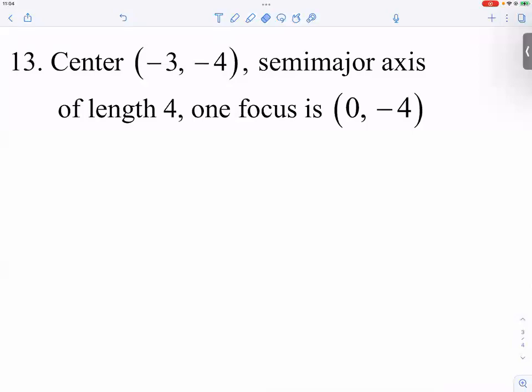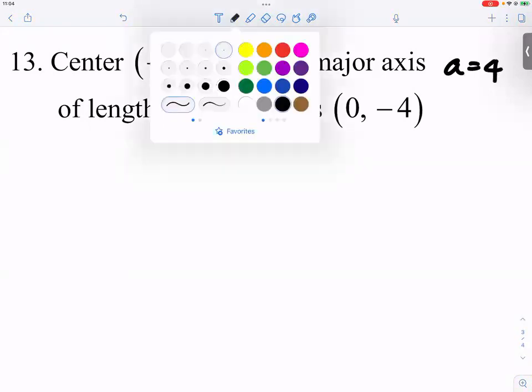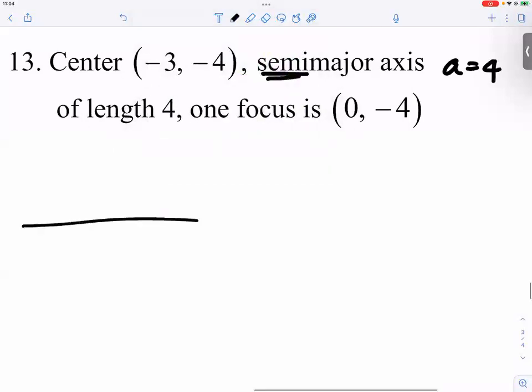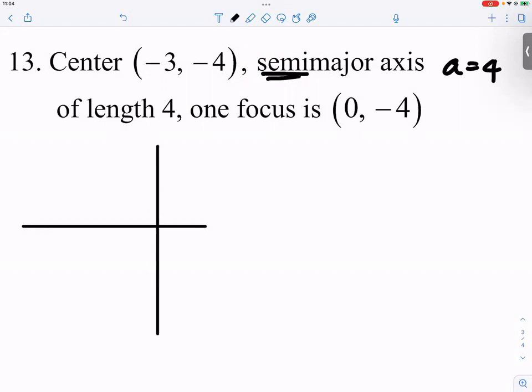So again, here, semi-major axis. Major axis is the whole long thing. It's semi, so half of it, and that we know is equal to a. A is equal to 4. And what I said earlier is you always need to sketch them whenever they give you something to plot. So you have -3, -4. That's your center.